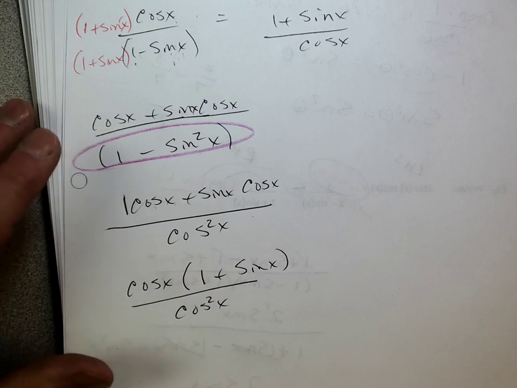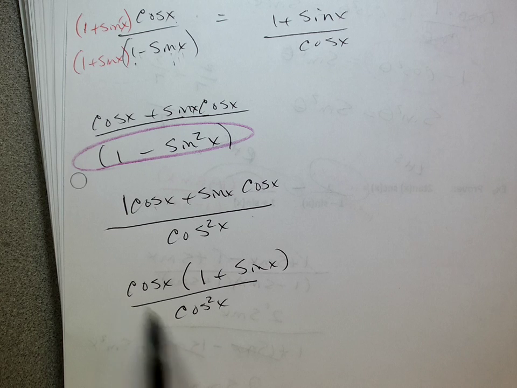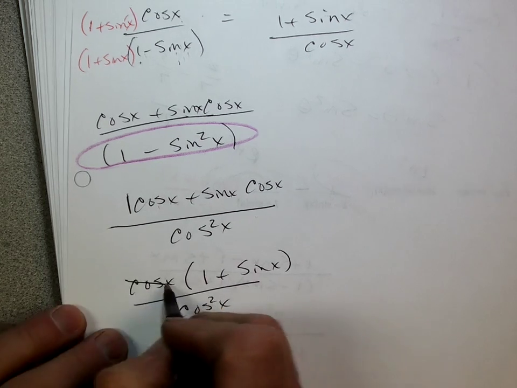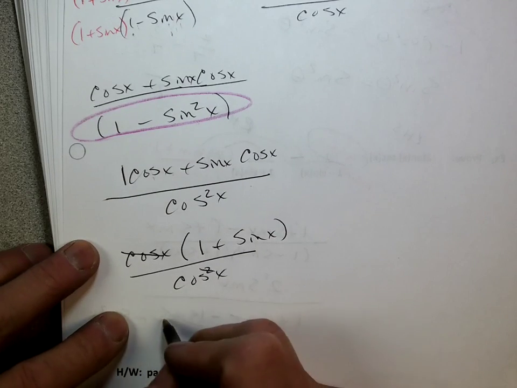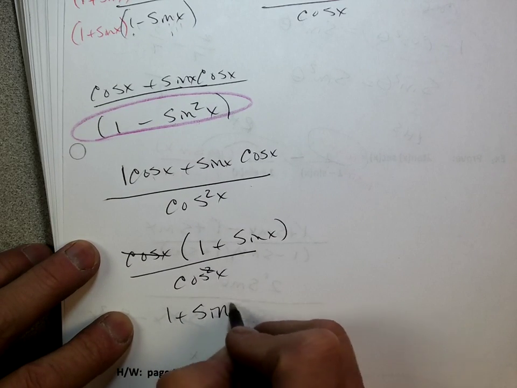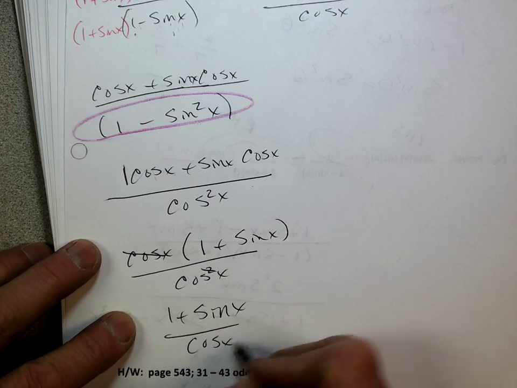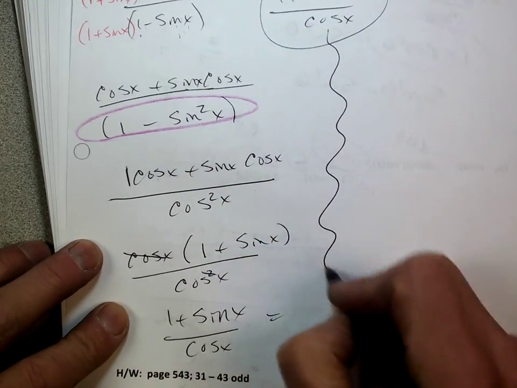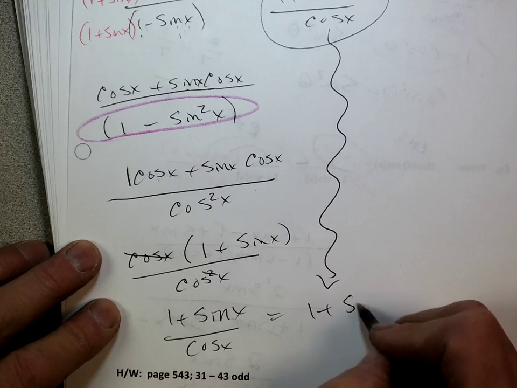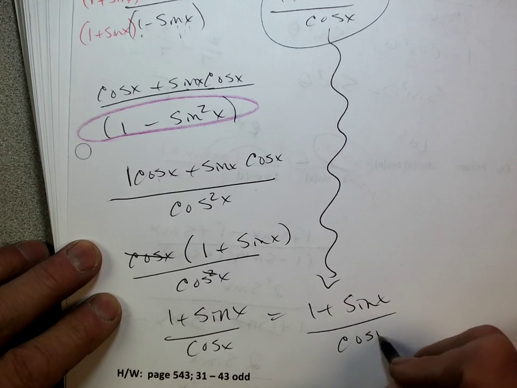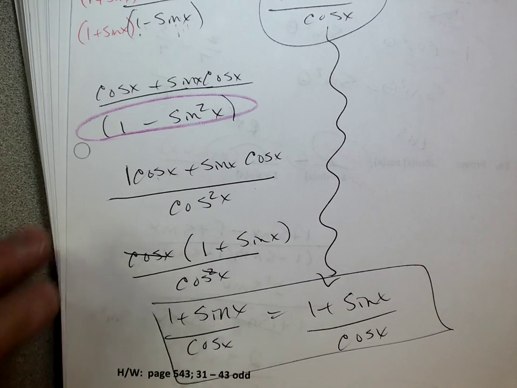And this is what Jose was saying. He saw the cancel the cosines, right? And now you definitely see the cancel the cosines, right? So this cancels, and then what I'm left with is 1 plus sine of x over cosine of x. And guess what I have over here? I have the same thing. There it is. They are equal, aren't they?